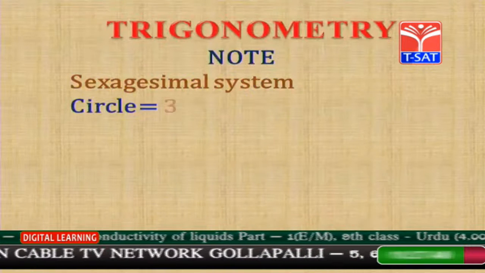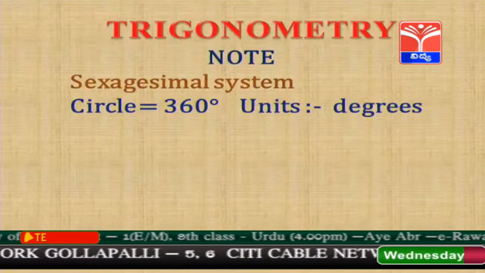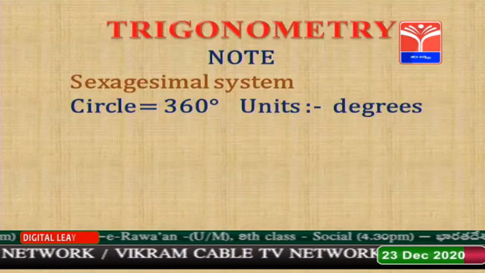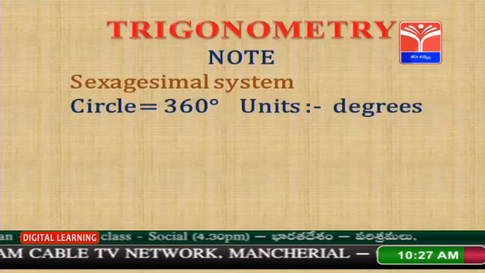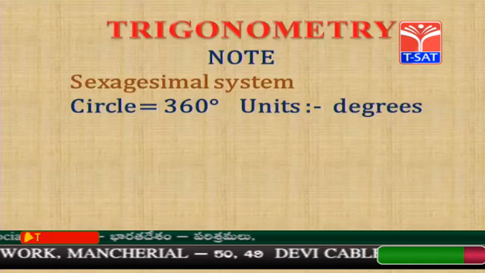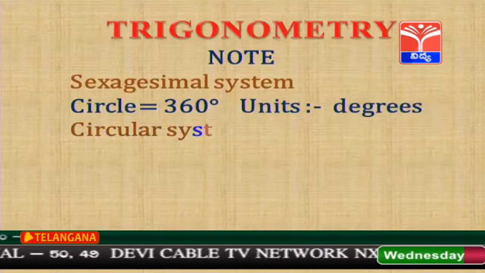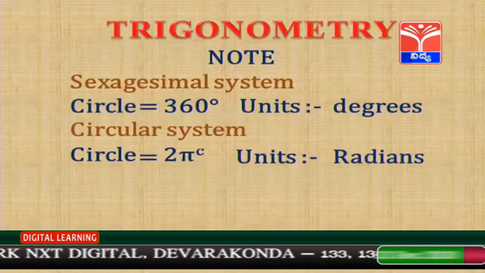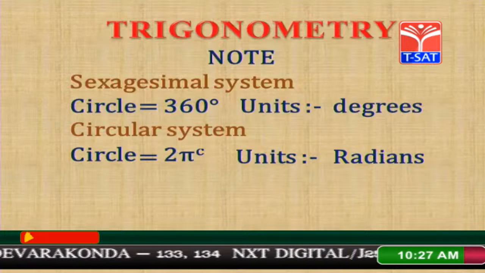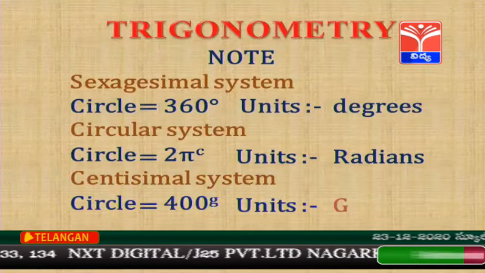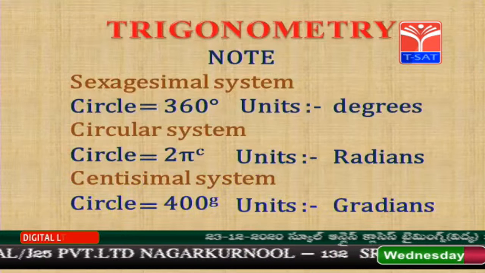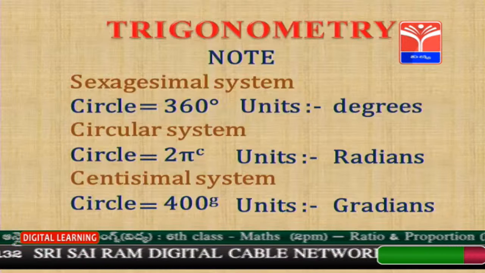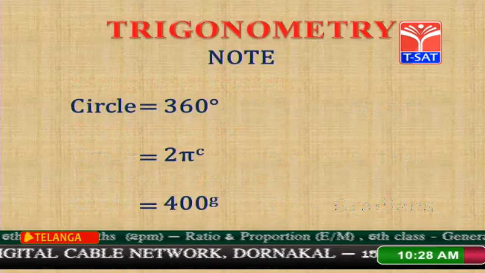Let us just have a note. So, usually when we measure the angle, we measure it in degrees. So, we call that system the sexagesimal system. That means, one circle is equal to 360 degrees, the units are degrees here. But at the same time we use another system, that is called the circular system, where one circle is equal to 2 pi radians, and the units are radians. Similarly, another system we call the centesimal system, where one circle is equal to 400 gradients, that means units are gradients.